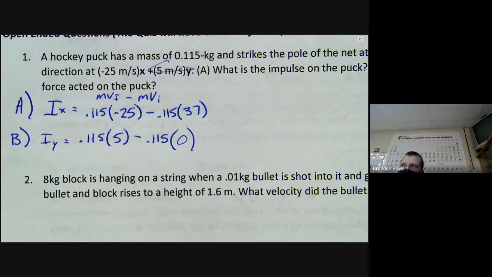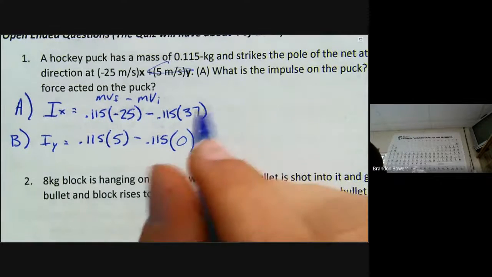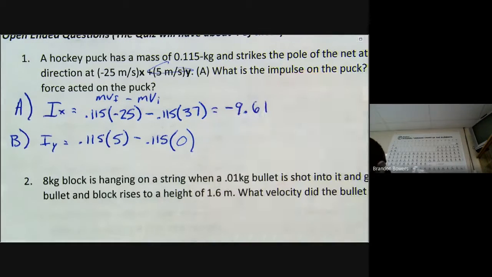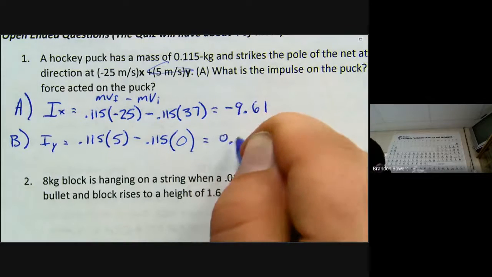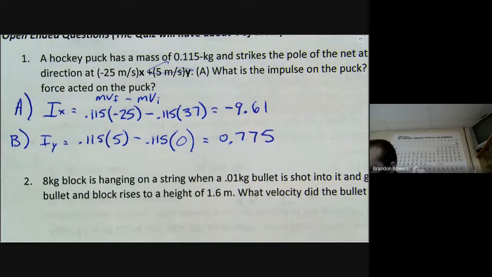Does that make sense how to set that up? That's the key right there. Okay? Mass final velocity minus mass initial velocity. So in the x direction, I got somewhere around negative 9.61. In the y direction, I got somewhere around 0.775.